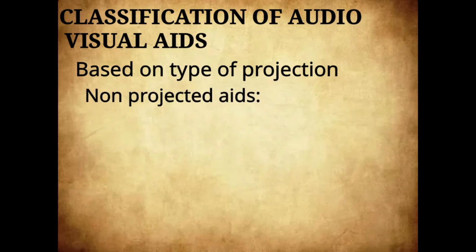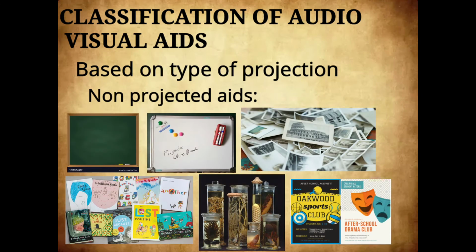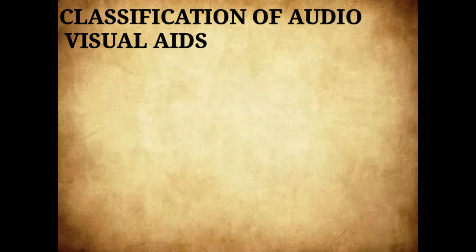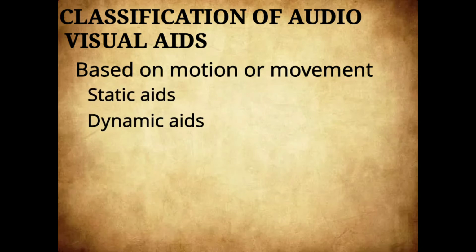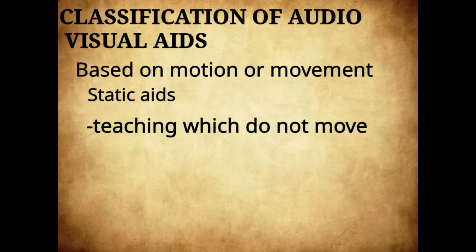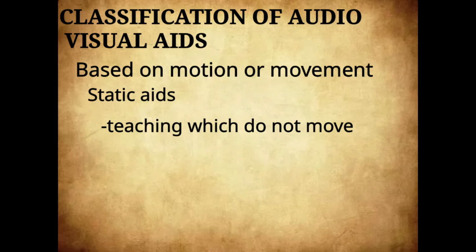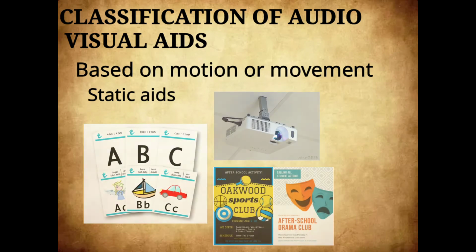And non-projected aids like different types of boards, display material, photographs, posters, maps, and graph charts, model specimens, books, and illustrations. Third classification based on motion or movement is divided into 2: static aids and dynamic aids. Static aids are those used in classroom teaching, which do not move. For example, charts, flashcards, slides, OHP, and many more.